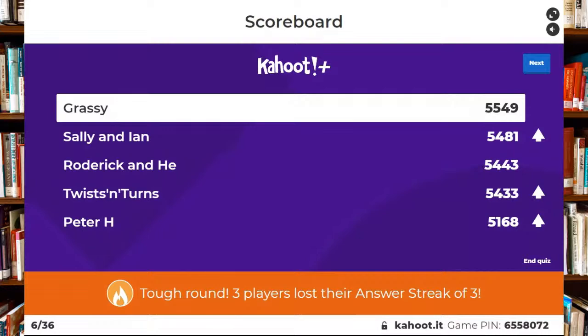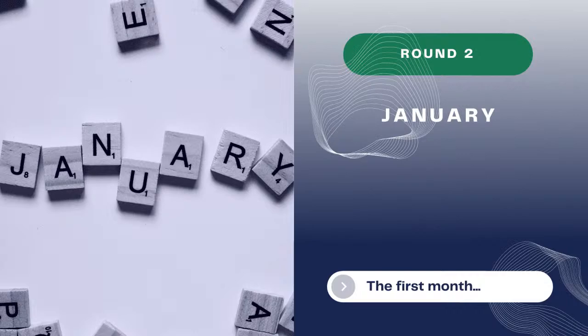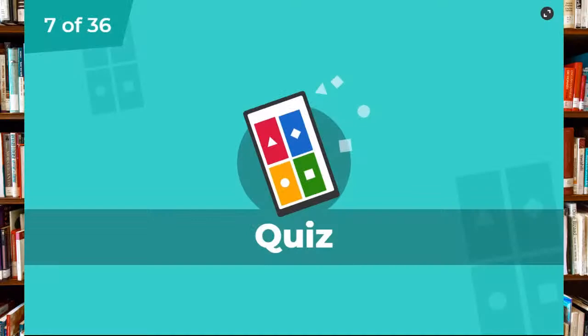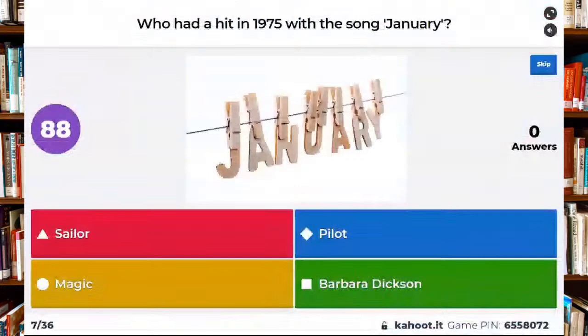So we've got round two coming up now. Here we go. And this is all about January, funnily enough. So let's see what we can find out about January. In 1975, who had a hit with the song January? Was it Sailor? Was it Magic? Was it Pilot? Or was it Barbara Dixon? Who sang January? Was it Sailor, Pilot, Magic, or Barbara Dixon?